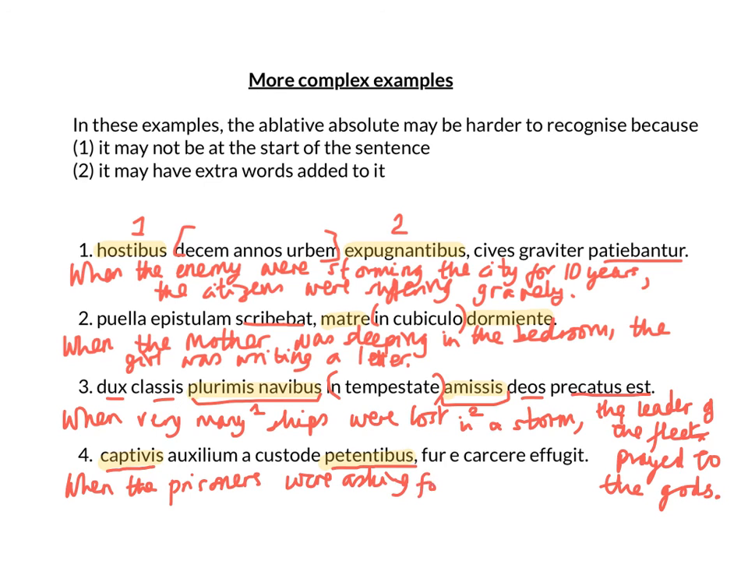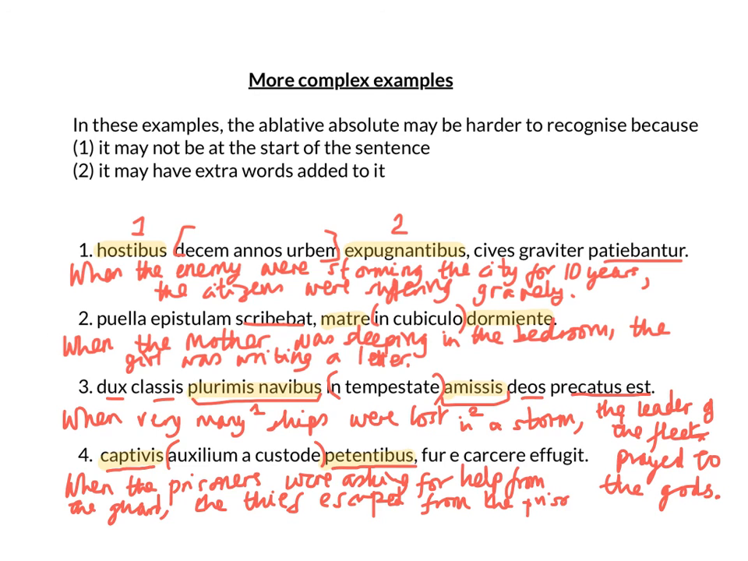Let's look at the words which come between them first, and we get help from the guard. Auxilium is help from the guard, and that leaves us with the main clause, which is the thief escaped from the prison. A carcere, from the prison. And that is it.